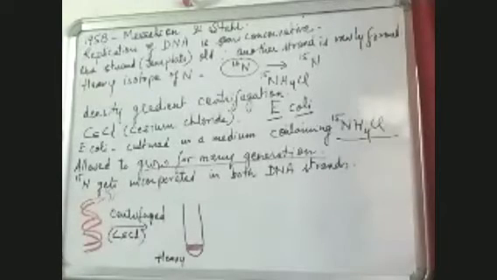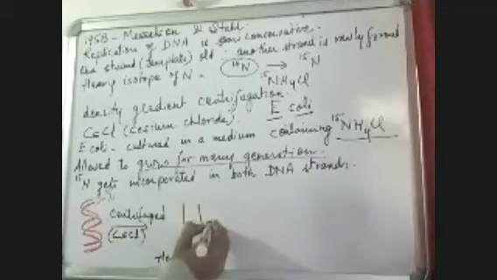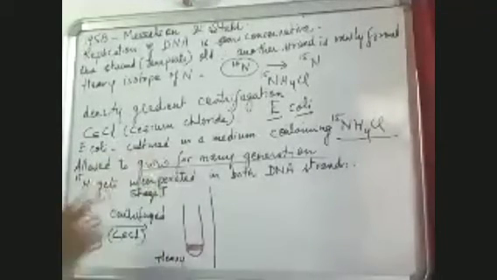Now what happened? Now this particular thing which we got, that means both the strands of DNA labeled with N15, was then allowed to grow. This was transferred to a medium with normal NH4Cl. Now this was stage 1. This is stage 1, when it was grown for many generations in N15 medium, and both the strands got N15 incorporated in them, then centrifuged. So it took this place in the centrifuge tube.